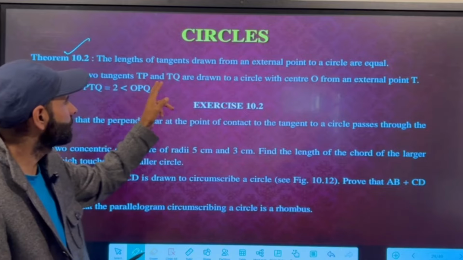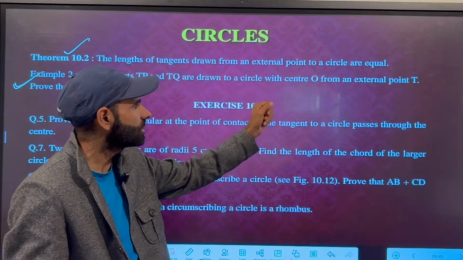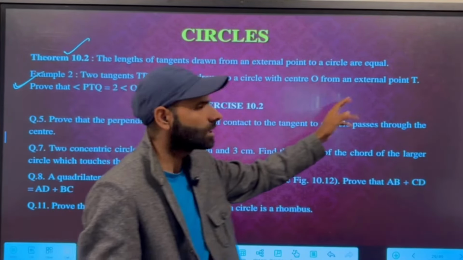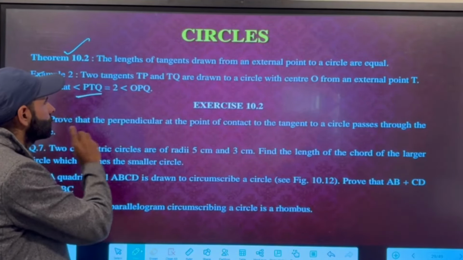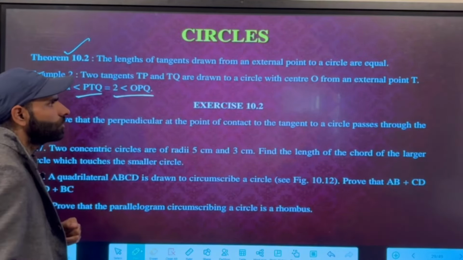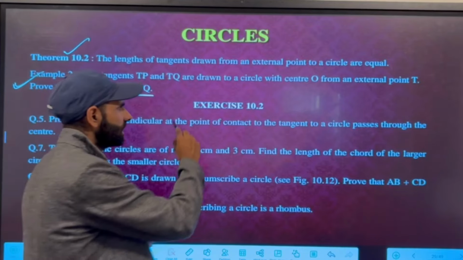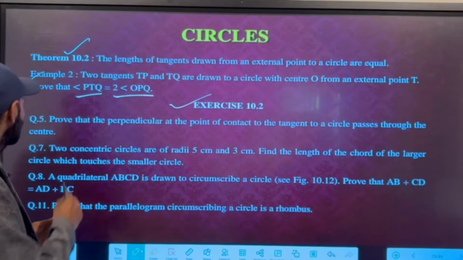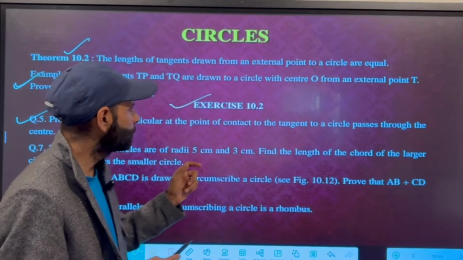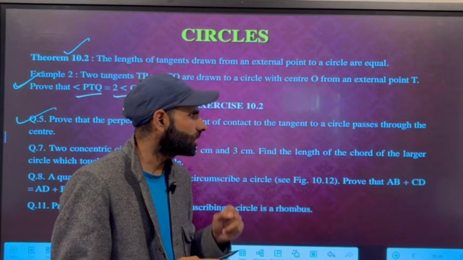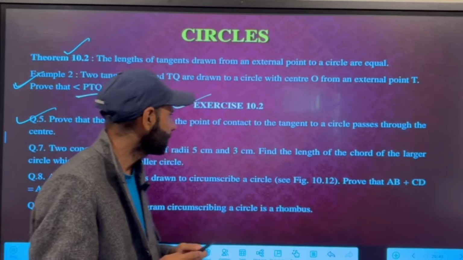Two tangents TP and TQ are drawn to a circle with center O from an external point T. Prove that angle PTQ is equal to twice angle OPQ. From exercise 10.2, we have question number 5. Prove that the perpendicular at the point of contact to the tangent to a circle passes through the center.